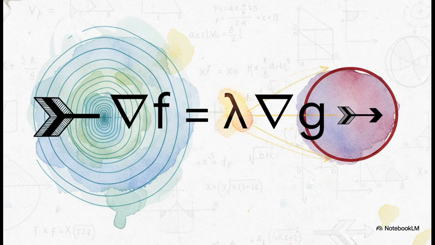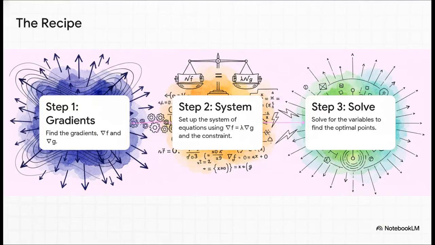And that Greek letter lambda, that's our multiplier. It's really just a number, a constant, that stretches or shrinks one vector to prove that it's parallel to the other one. And what's great is that this equation gives us a clear recipe to follow every single time. Step 1, just calculate the gradients for your function and your constraint. Step 2, use the formula to set them parallel with lambda, which creates a system of equations. And step 3, you just solve that system to find your optimal points. It's a roadmap that works every time.